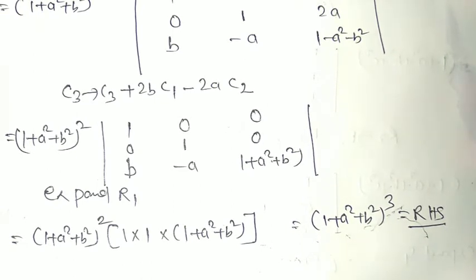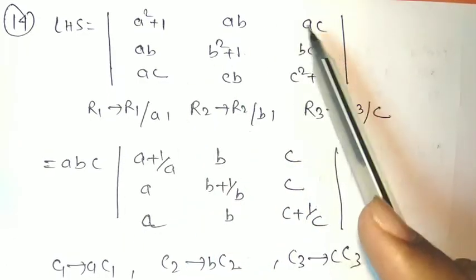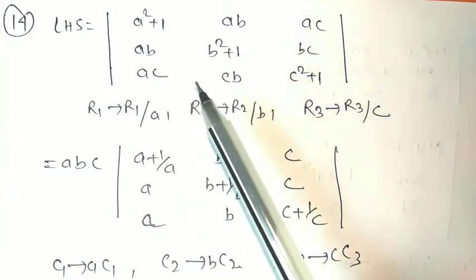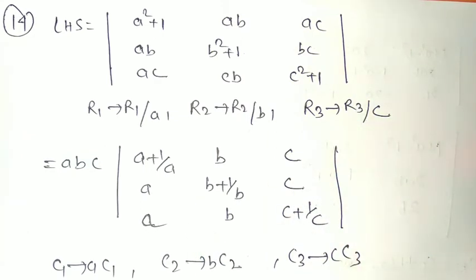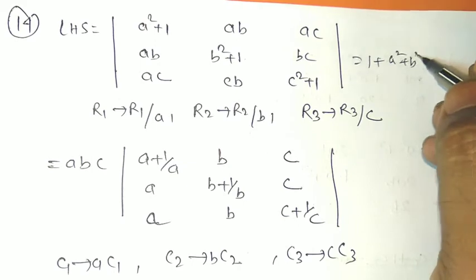Now the second question is question number 14, where LHS equals the determinant with rows: a square plus 1, AB, AC; AB, b square plus 1, BC; AC, CB, c square plus 1, and we have to prove it is equal to 1 plus a square plus b square plus c square.